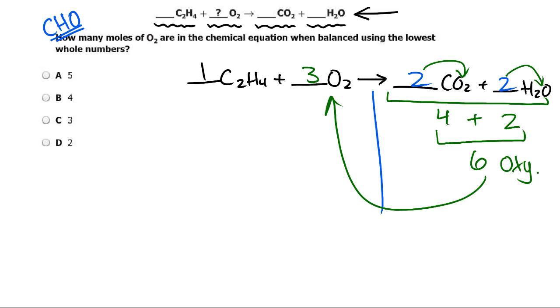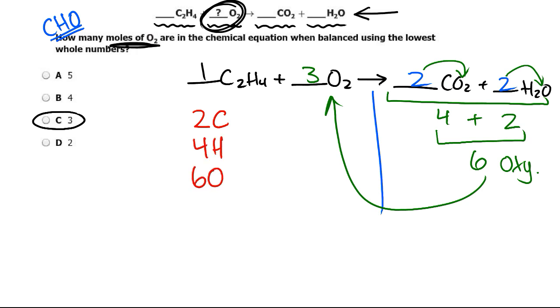So it asks how many moles of oxygen are in the chemical equation when balanced. The answer would be 3. Always go back and check because people can make mistakes. There are 2 carbons, 4 hydrogens, and 6 oxygens on the left. On the right, there are 2 carbons, 4 hydrogens, and 4 plus 2 is 6 oxygens.